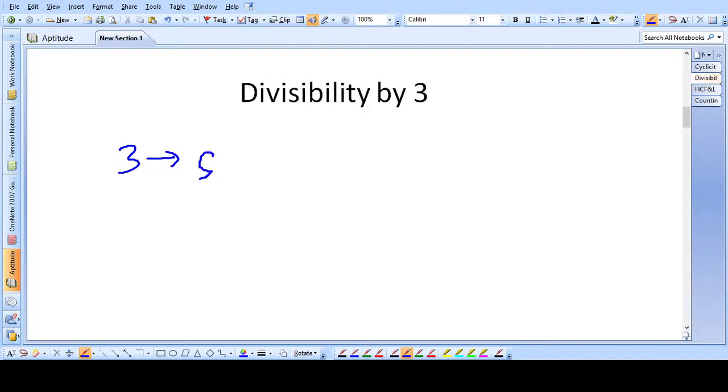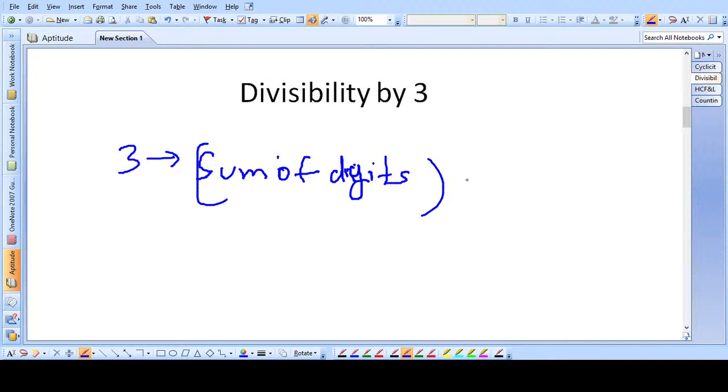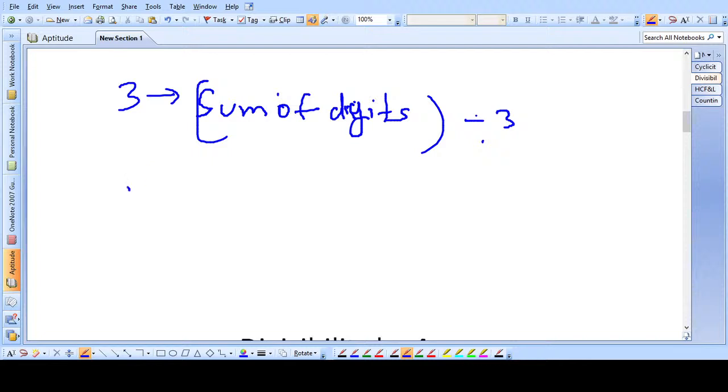For 3, the sum of all the digits of that number should be divisible by 3. Sorry. Okay, let's take one example. So if I have a number 132, suppose, and it's asked is it divisible by 3 or not. Okay, so I have to take these digits and add them. So 1 plus 3 plus 2. So what is the summation of this? This is 6. So I have to check if the summation is divisible by 3 or not.